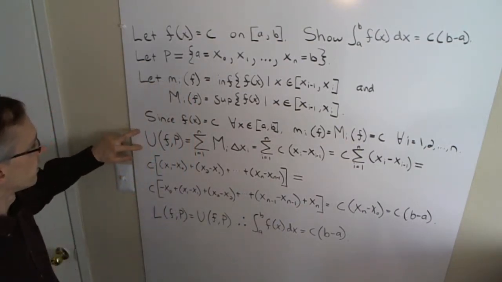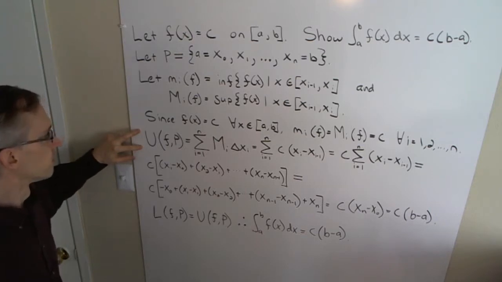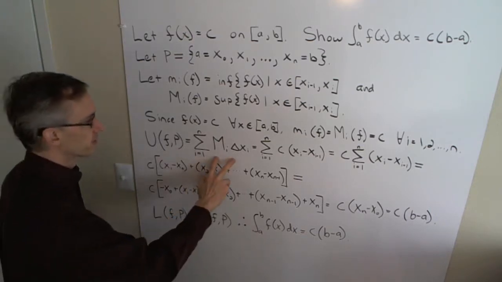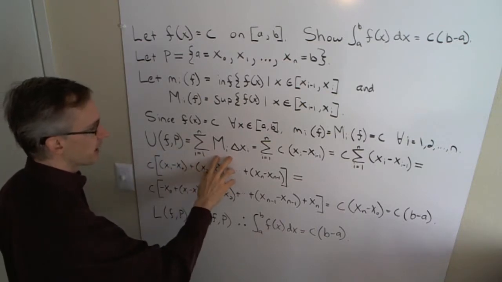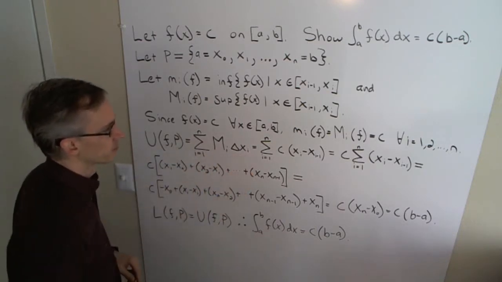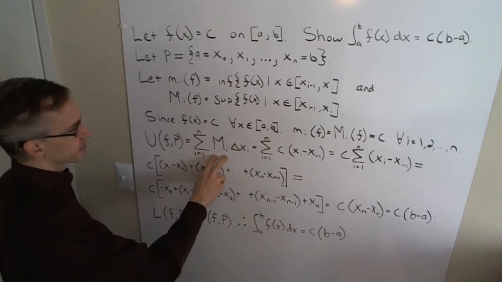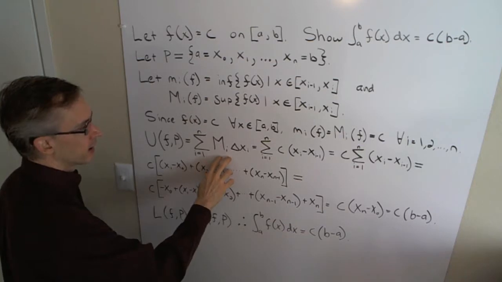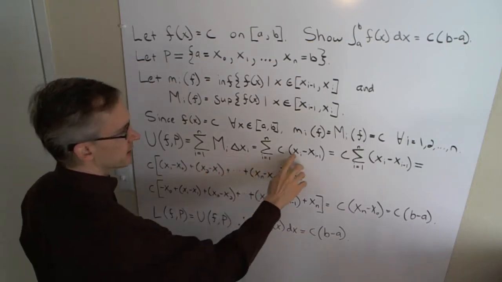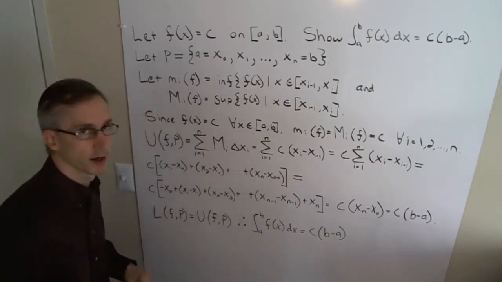Therefore, when we calculate the upper Darboux sum using this formula, the summation from 1 to n of capital M sub I delta x sub I, we can simply substitute c in for m sub I, and then each delta x sub I is x sub I minus x sub I minus 1.